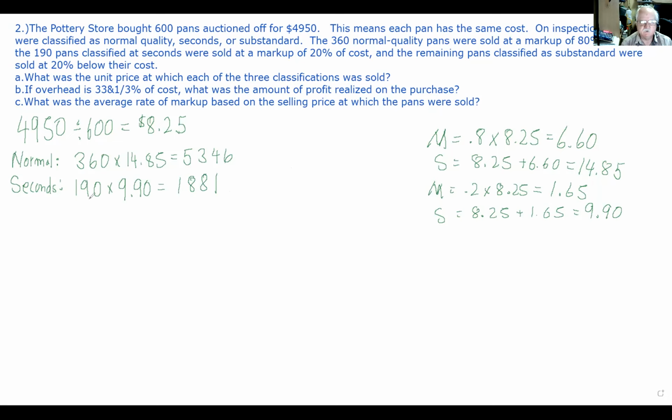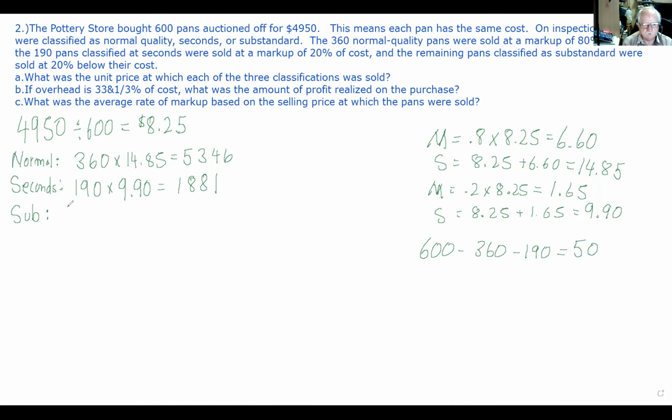So now we have these substandard ones, and we're just told the remaining pans. So we got to do a separate calculation here. 600 minus 360 minus 190. How many is that that ended up being substandard? Looks like 50 pans.